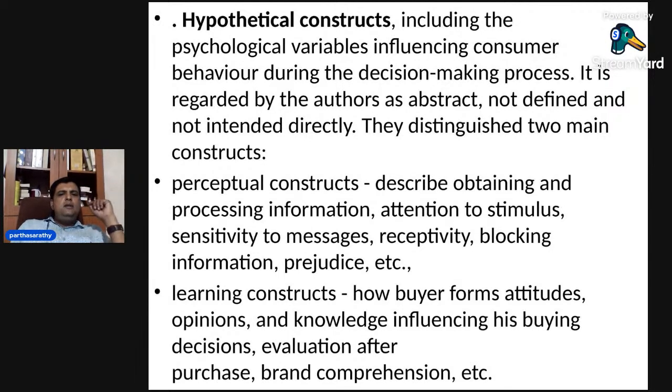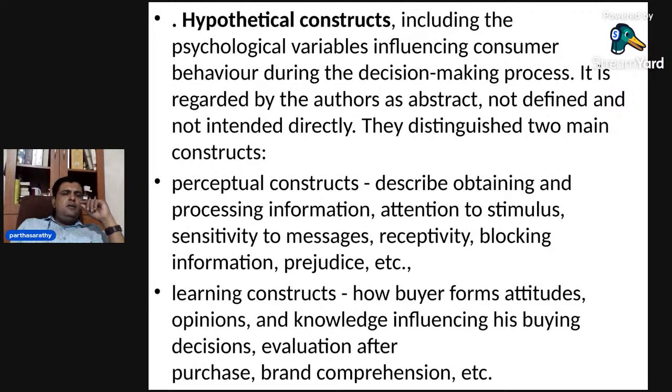So the perceptual construct describes obtaining and processing information: attention to the stimuli, sensitivity to the message, receptivity, blocking information, and filtering. When we talk about the perceptual activity, what is very important is attention to the stimuli. Only if I pay attention to the stimuli, if I observe it closely, can I send it for further processing. If I don't pay attention to the input, then further perceptual activity is meaningless, because half the information may not work.